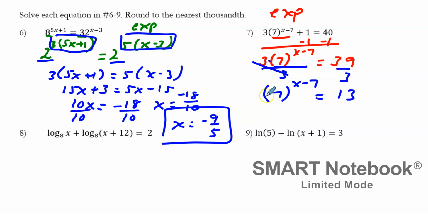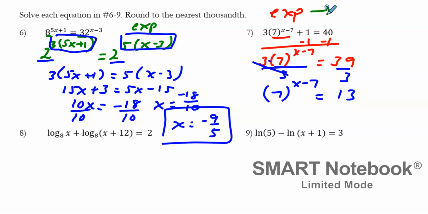Now, this problem reminds me a little bit more of this one, that we have a number and a number. Can I write both of these bases as the same number? Can I write it as like 2 to the third and 2 to the 5th? Well, 7 to the first is 7, 7 to the second is 49. So we skip right over 13. And there's no way you can write 13 in terms of 7. So no, we can't.